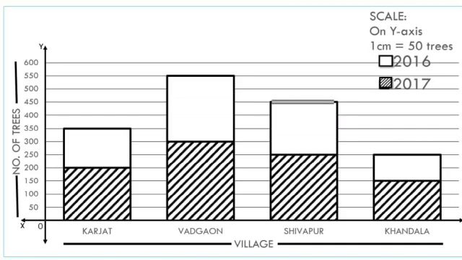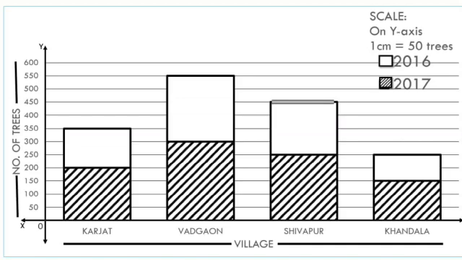Then in one corner, you are going to write down the scale, that is on y-axis 1 centimeter is equal to 50 trees. Then you are going to show the trees planted in 2016 and trees planted in 2017 with some mark, that is your key. You are going to show the mark, correct. Then in x-axis, what are you going to write? You are going to write down the names of the town or villages keeping equal distances of bars, right.